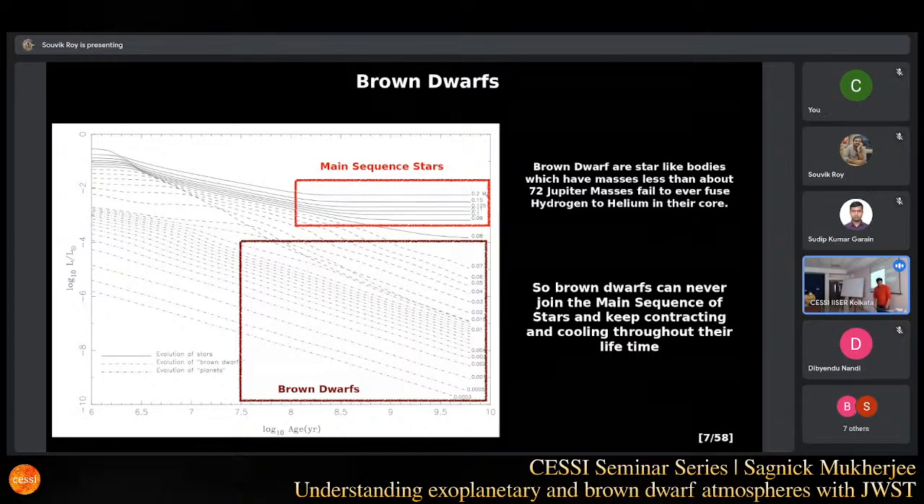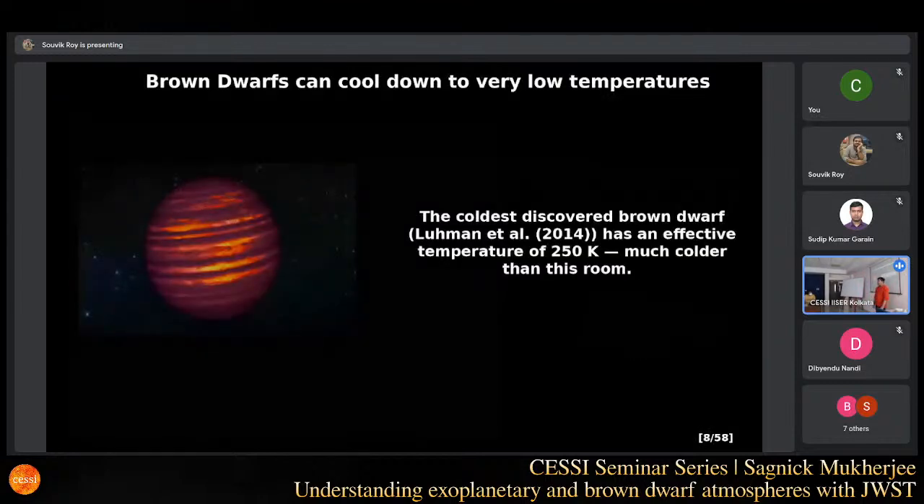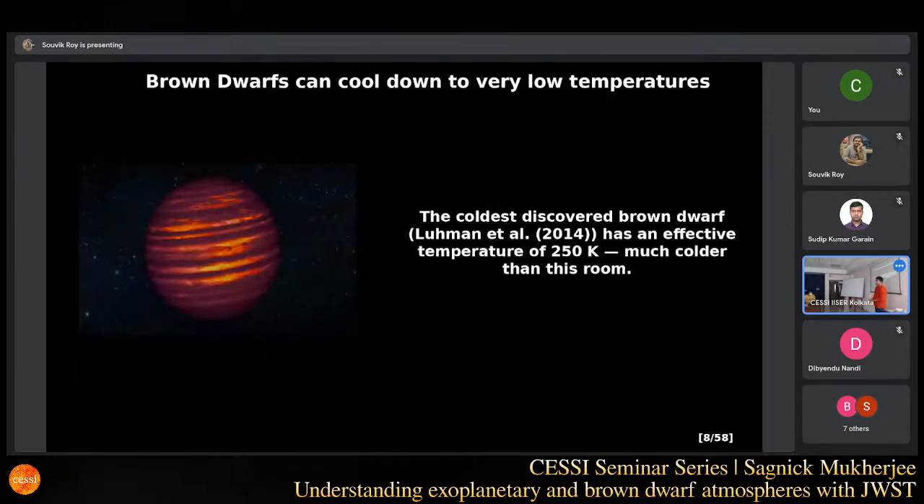Now you might be wondering again, why am I suddenly talking about brown dwarfs in exoplanet stuff? And the reason is that brown dwarfs can be really similar to exoplanets. For example, the coldest discovered brown dwarf we know about has a temperature of 250 Kelvin, which means it's much colder than this room. And so that means that brown dwarf atmospheres can have temperatures similar to that of exoplanets, right? But we have some advantages of studying brown dwarfs compared to exoplanets.